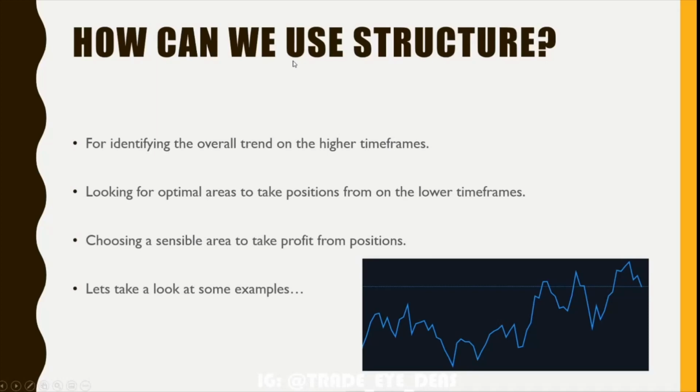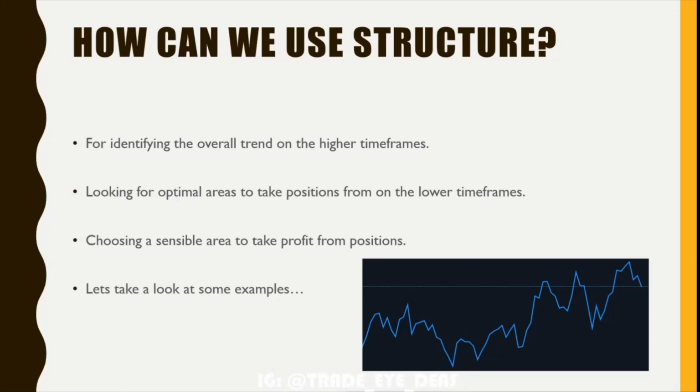How can we use structure? So structure's not just got one purpose. The way I use it changes. So first thing, we're going to identify the overall trend on the higher time frames like we've just spoke about. So we're going to look at which way the structure's forming, which way the peaks and troughs are moving overall in general, so that we can use that as our overall bias for the day, in which we'll then use the lower time frames to look for actual entries in the same direction as our overall bias.